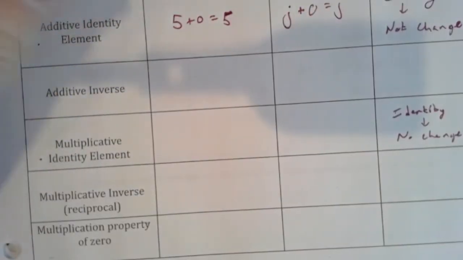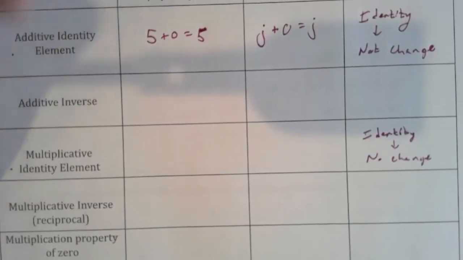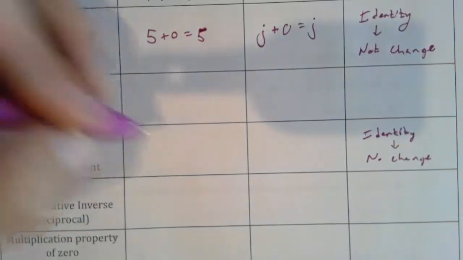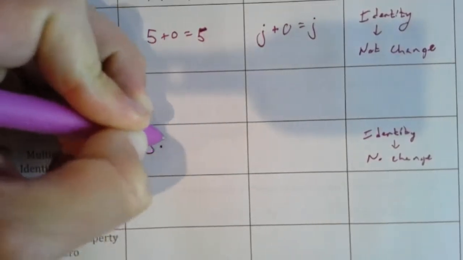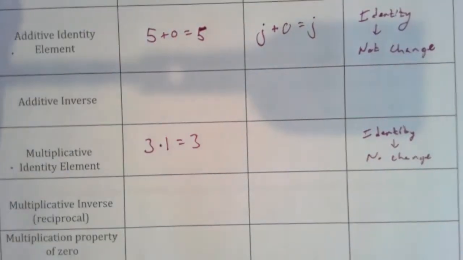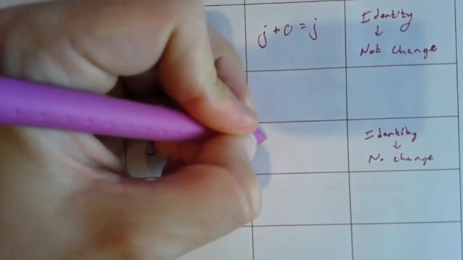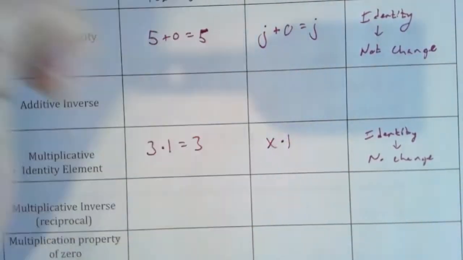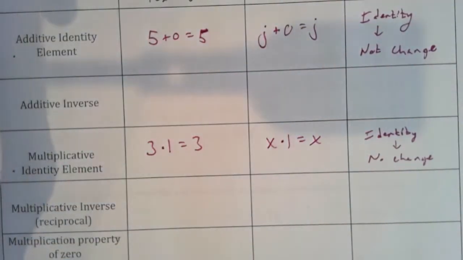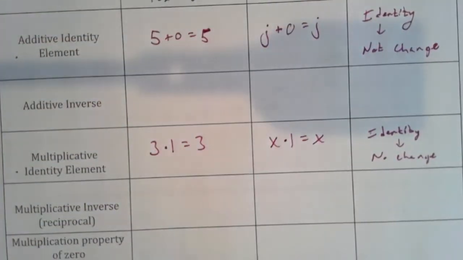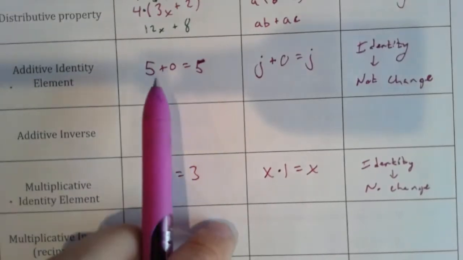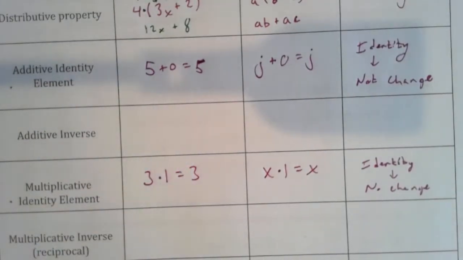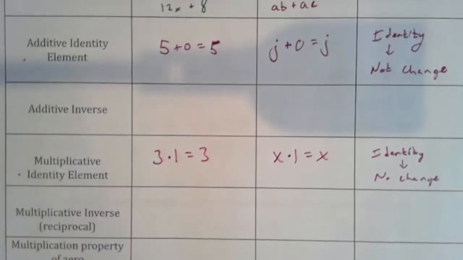Multiplicative identity, instead of doing by 0, I need to do times 1, right? 3 times 1 is 3. It doesn't change anything. Similarly, x times 1, any variable times 1 is just the variable itself. Identity, it means it's not changing. For addition, that means I add 0. Multiplication, I have to multiply by 1.